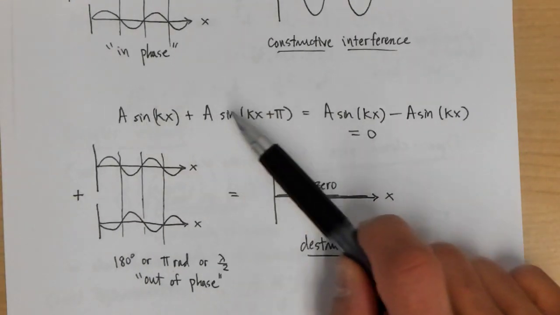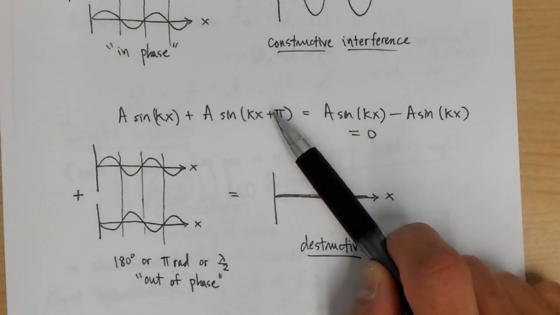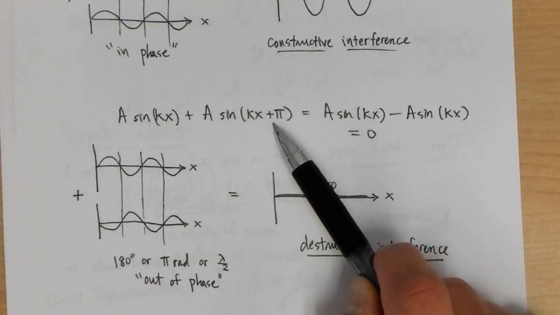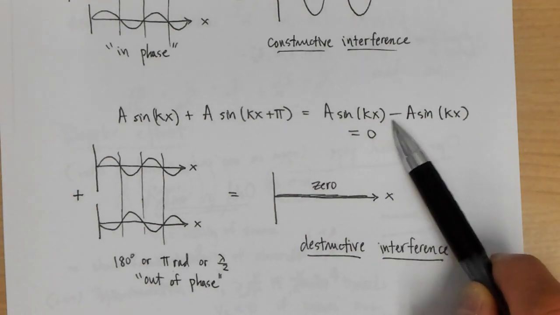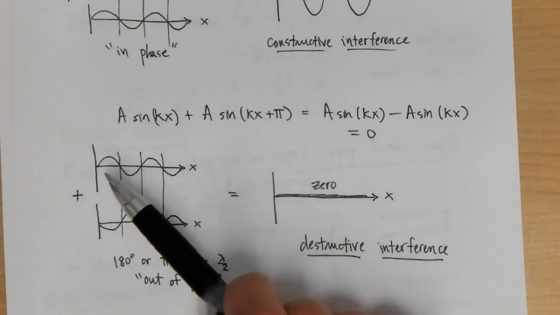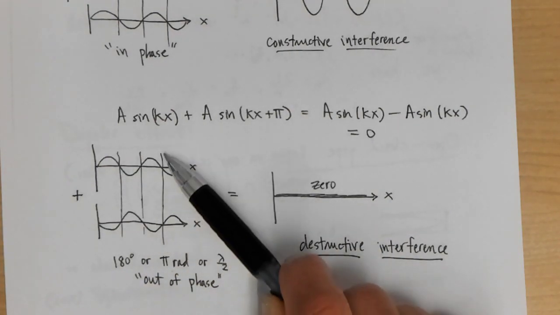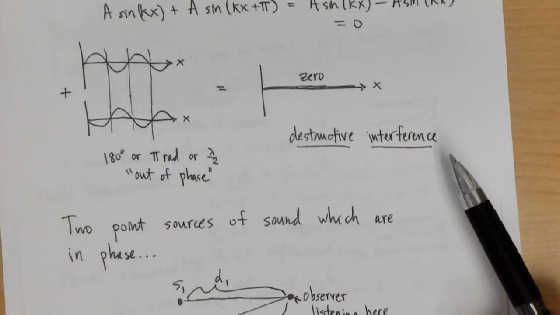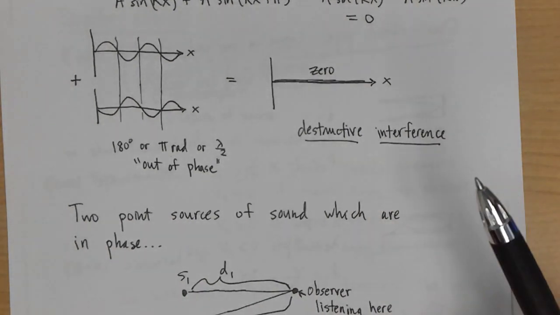We can also have a phase shift of pi, putting the extra pi radians here. But adding pi inside of the sine function is actually the same as flipping the sign overall of the sine function. And so when I add these two together, you notice that they just cancel out to 0. This is the example of destructive interference, completely destructive interference.